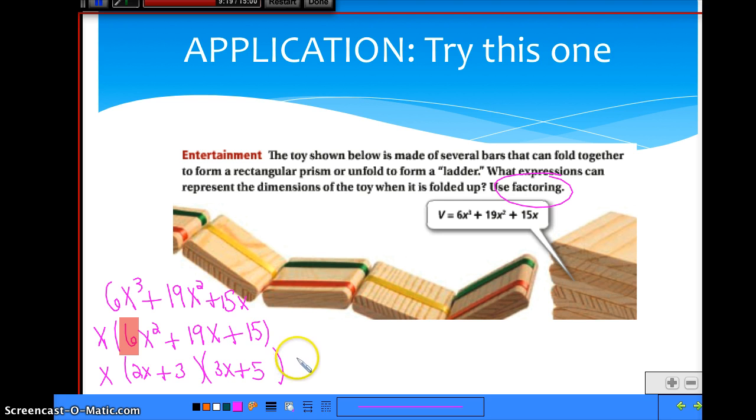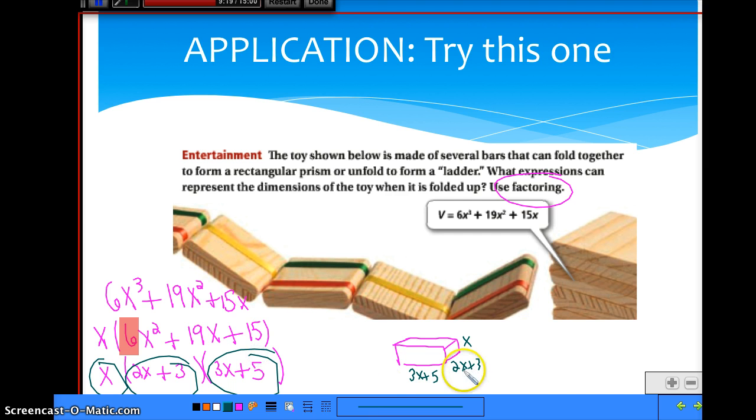So this is equal to the dimensions of the toy. So think about this. We're talking about our rectangular solid here. And they wanted to know what the dimensions are. Well, the dimensions would be possibly, this would be x, that's this one. This we could call 2x plus 3, that would be this one, and 3x plus 5, which would be this one. So those would be the possible dimensions of this rectangular solid, which they call this toy that's made up of bars that form a ladder, unfold to form a ladder. Okay, and that takes care of lesson 8.8.